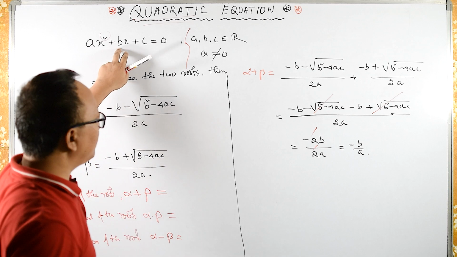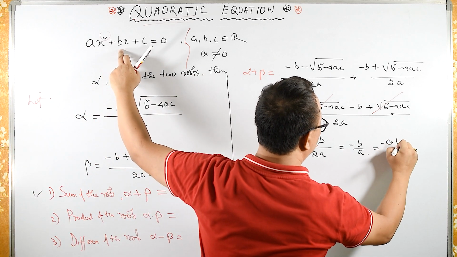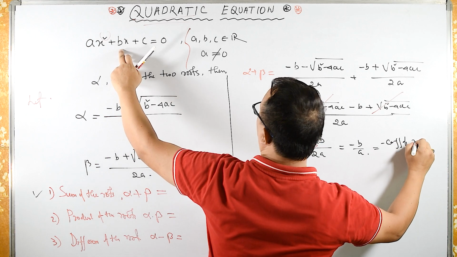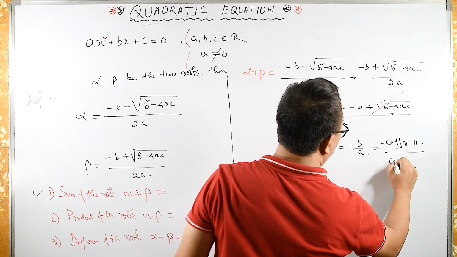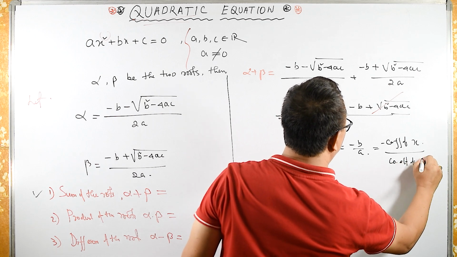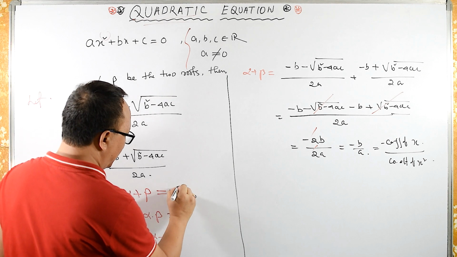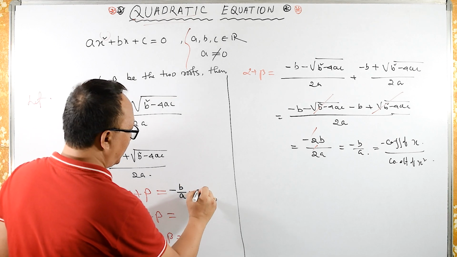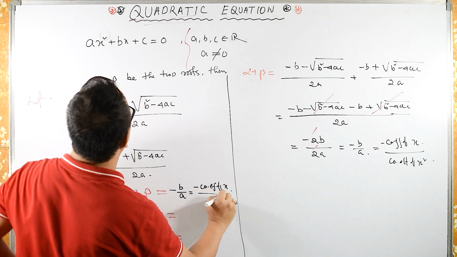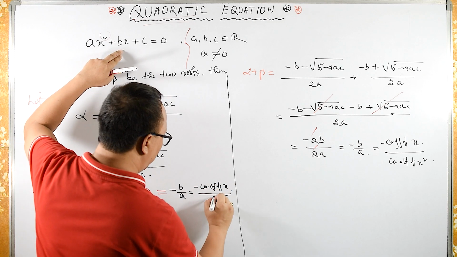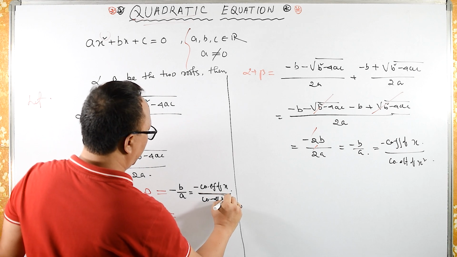What is b? b is the coefficient of x, so minus the coefficient of x, upon a. What is a? a is the coefficient of x². Therefore, the sum of the roots alpha plus beta is given by minus b upon a, or you can say this is the same as minus coefficient of x upon coefficient of x².